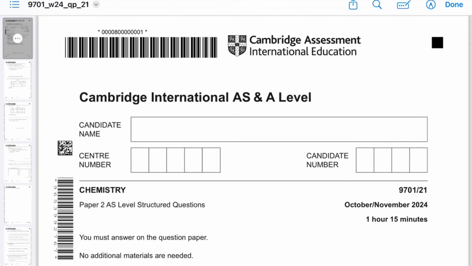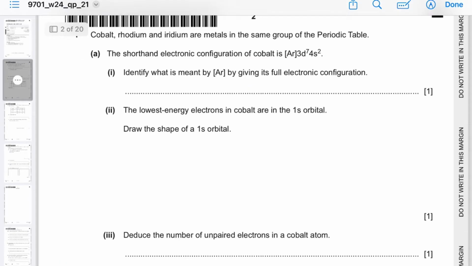In this video, we'll be solving paper 2 variant 1, October-November 2024, AS level chemistry. Question 1. Cobalt, rhodium and iridium are metals in the same group of the periodic table. The shorthand electronic configuration of cobalt is that of argon followed by 3d7 4s2. Identify what's meant by the argon symbol.